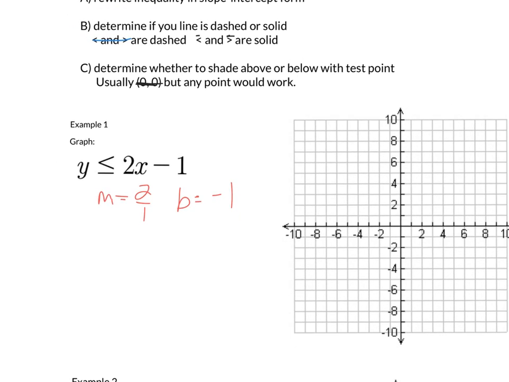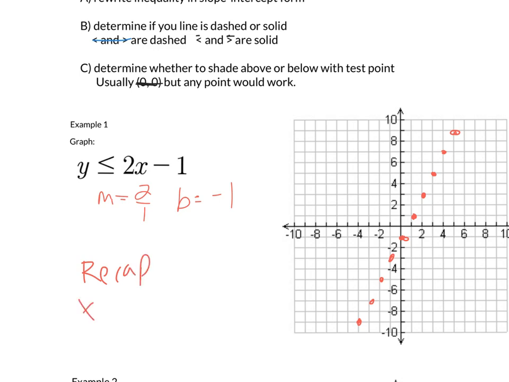So we'll go over to our graph here, and we're going to find negative 1. I'll put a dot right there. And then from that dot, I'm going to go up 2, to the right 1, and continue that process a couple of times. I can also go down 2, to the left 1. As I noted above, we need to determine whether this is going to be a dashed or solid line.